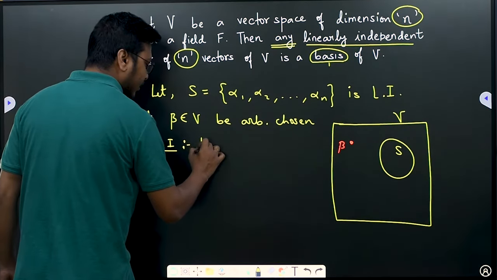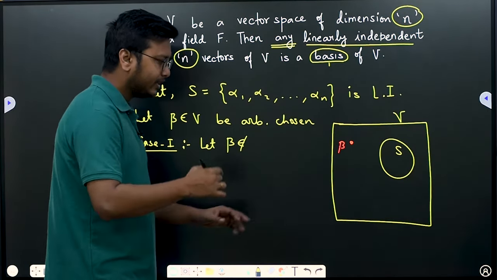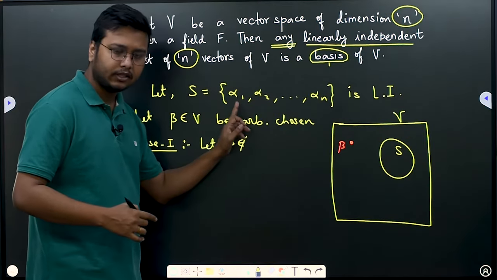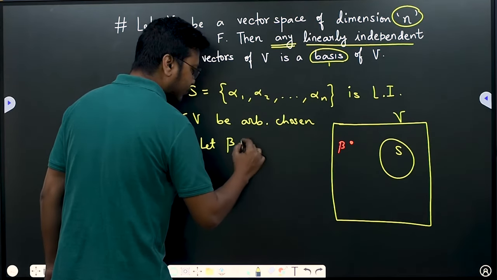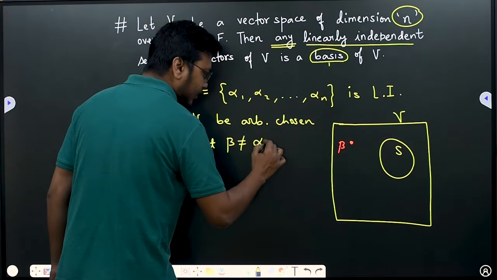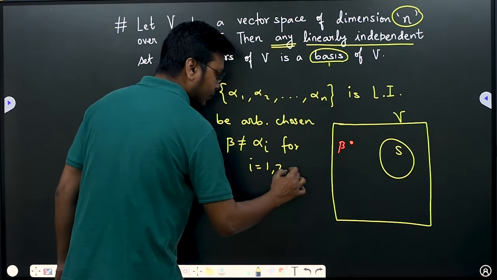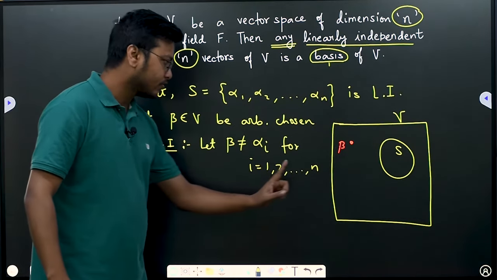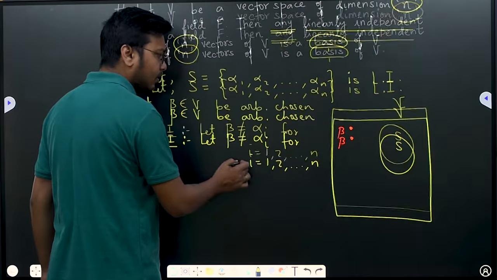So case one, let beta not equal to, I want to say that beta does not belong to S, and the elements of S are something like this. So I'm saying that beta is not equal to any of the alpha i's for i equals 1 to n. That means beta is not the same as any of the elements of S. So that means beta is lying outside the S set.